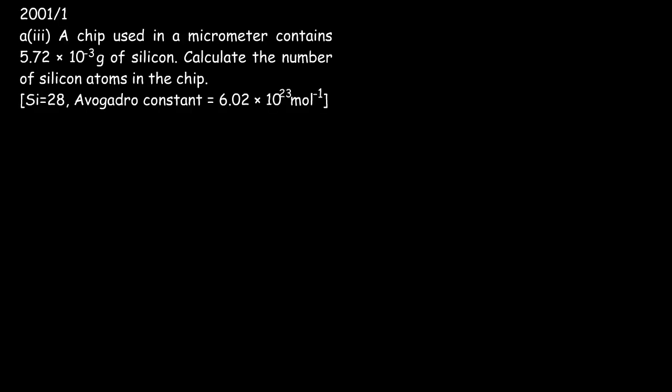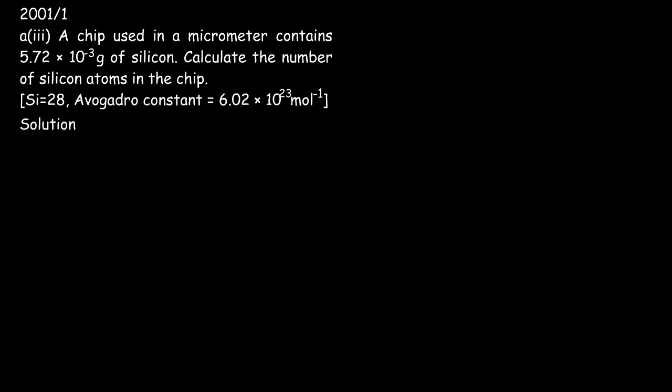We have another question from 2001 that states that a sheep used in a micrometer contains 5.72 times 10 to the power minus 3 gram of silicon. Calculate the number of silicon atoms in the sheep. We are given the atomic mass of silicon to be 28 and Avogadro's constant to be 6.02 times 10 to the power of 23 per mole.